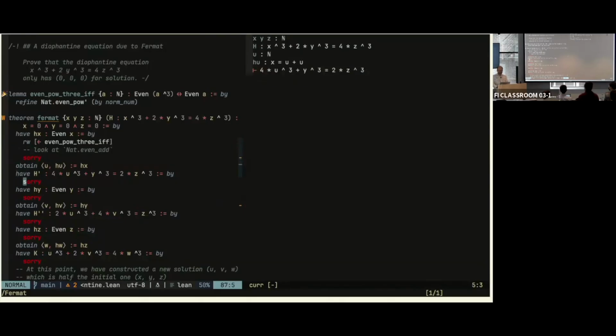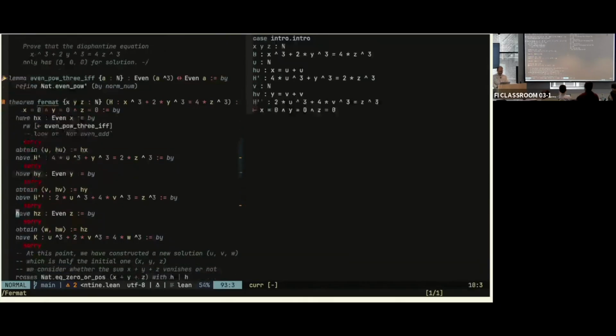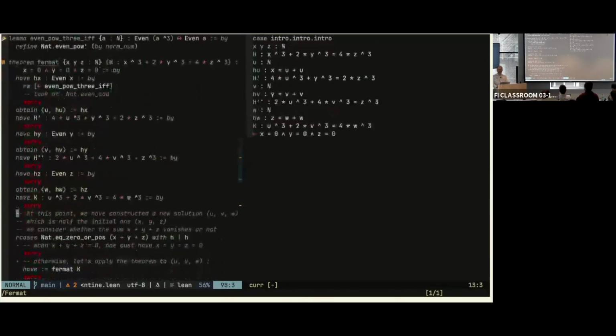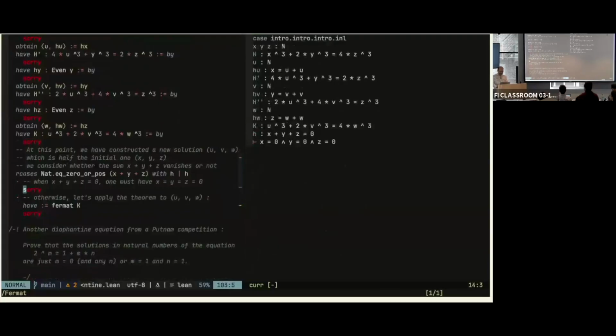And now I can prove the second equation, and from that equation, I can prove that y is even. I rewrite y as 2 times v, well, v plus v. Then I have the third equation, and then z is even. And at the end, I have the equation k, which is u cubed plus 2v cubed plus 4w cubed is 0. Now I want to show you the rest of the proof.